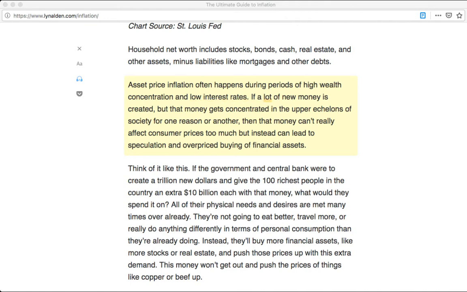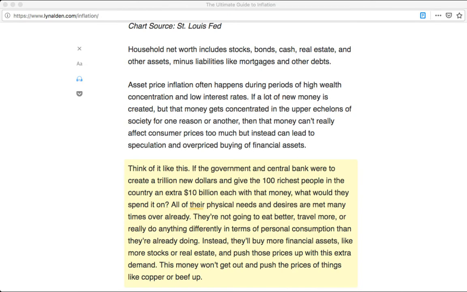If a lot of new money is created, but that money gets concentrated in the upper echelons of society for one reason or another, then that money can't really affect consumer prices too much but instead can lead to speculation and overpriced buying of financial assets. Think of it like this. If the government and central bank were to create $1 trillion new and give the 100 richest people in the country an extra $10 billion each with that money, what would they spend it on?